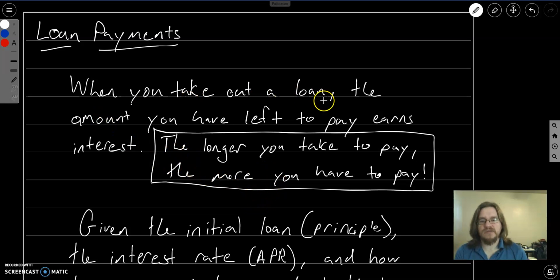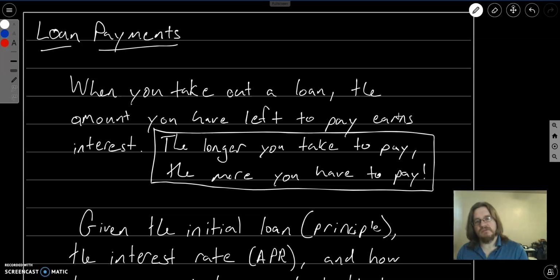So when you take out a loan, it's important to remember that you'll have to pay it back later. If you take out a loan for $10,000, you'll have to pay back that $10,000 later. However, the amount that you have left to pay back will then earn interest. So if you take out a loan for $10,000 and you don't pay it back for a while, you're going to have to pay back more than $10,000.